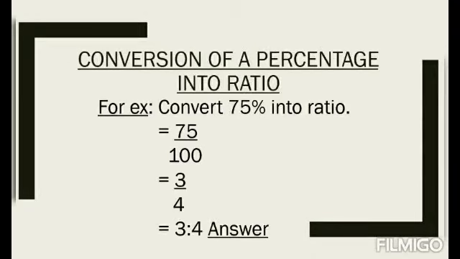Next topic is conversion of a percentage into ratio. If we have to convert any percent number into ratio, then again just remove percent sign. Then we have to divide it by 100. So 75%, if we have to convert into ratio, 75 by 100 we will write, and when we will simplify, 3 by 4 will come. That is in the form of fraction. Right? Now we have to convert into ratio, then we will write 3:4. So 3:4 will be the answer.